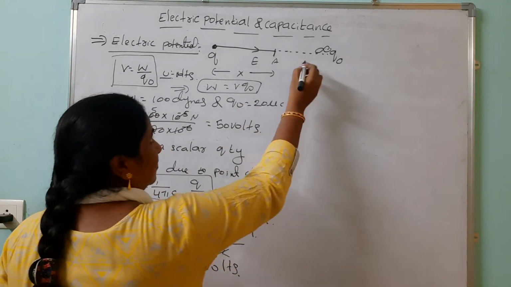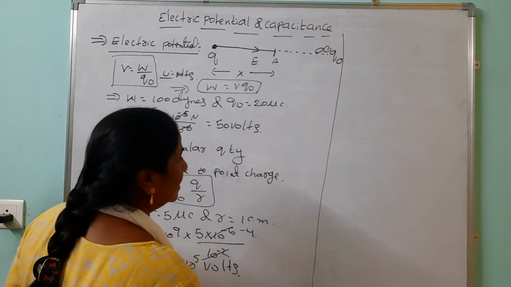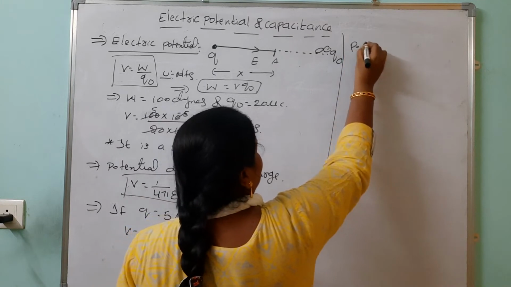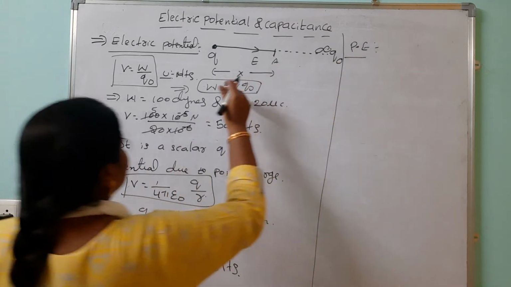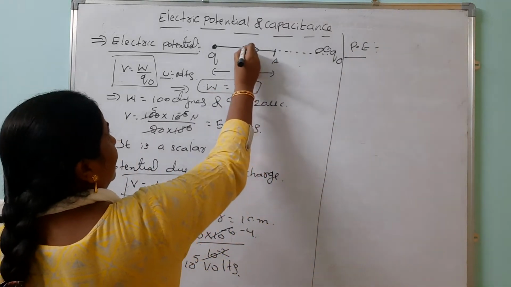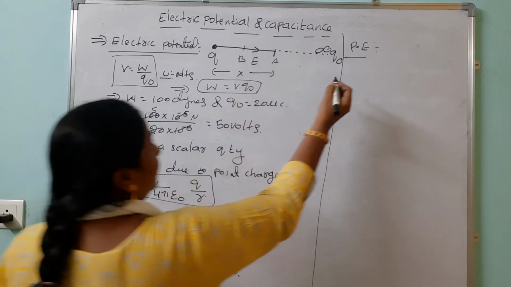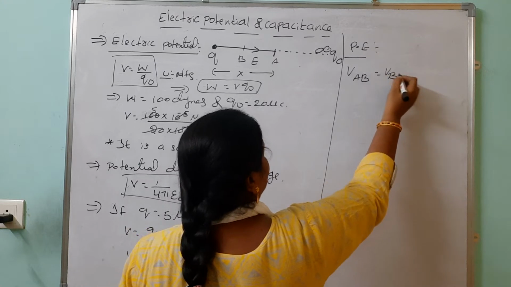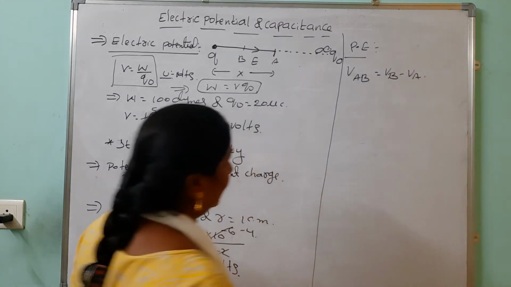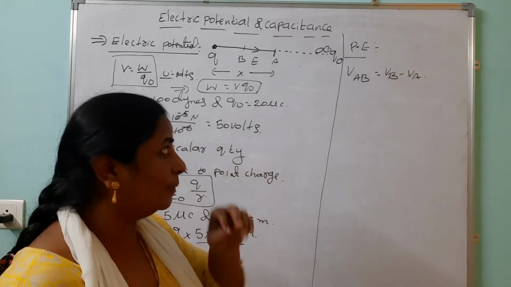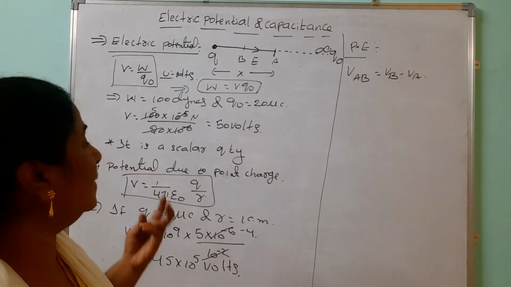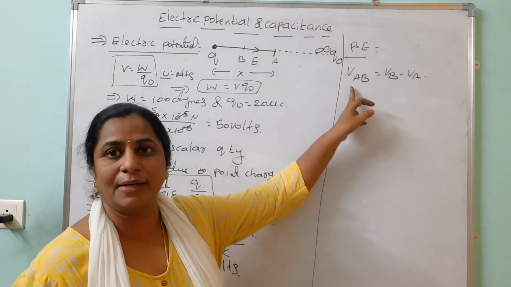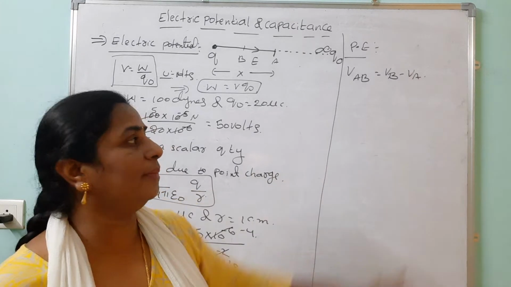Then potential difference. What is the potential difference? The potential difference between 2 points. Suppose you consider this is A and this is B. So VAB means it is moving from A to B, but which is more potential, VB minus VA, you can take. The difference of potential between 2 points is called the potential difference. It is represented by VAB equals VB minus VA.